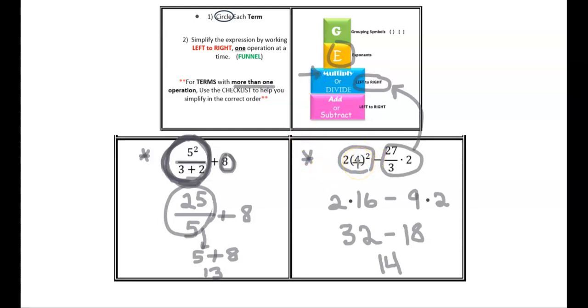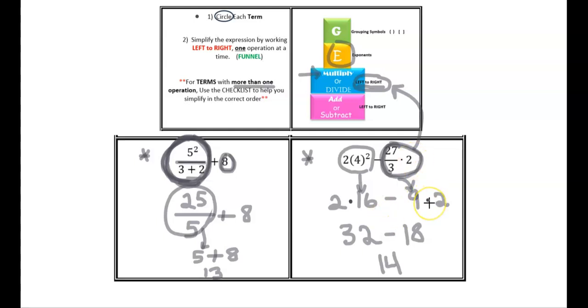4 times 4 is 16. Make sure you didn't put 8 here. It's 4 times 4 is 16. And the 2 comes down in front. I dropped the parentheses here and put a times sign in between. 2 times 16. On this term, it's division and multiplication. And we work the division and multiplication problems left to right. So division is first here. It came first. 27 divided by 3 is 9.